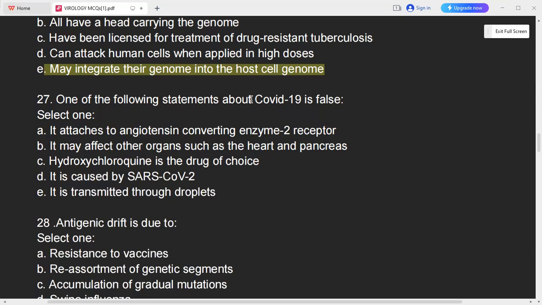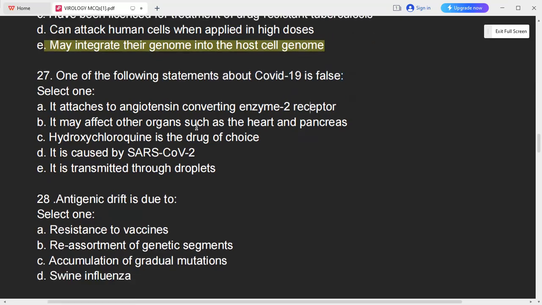27. One of the following statements about COVID-19 is false. Which one is not true? C. Hydroxychloroquine is a drug of choice.